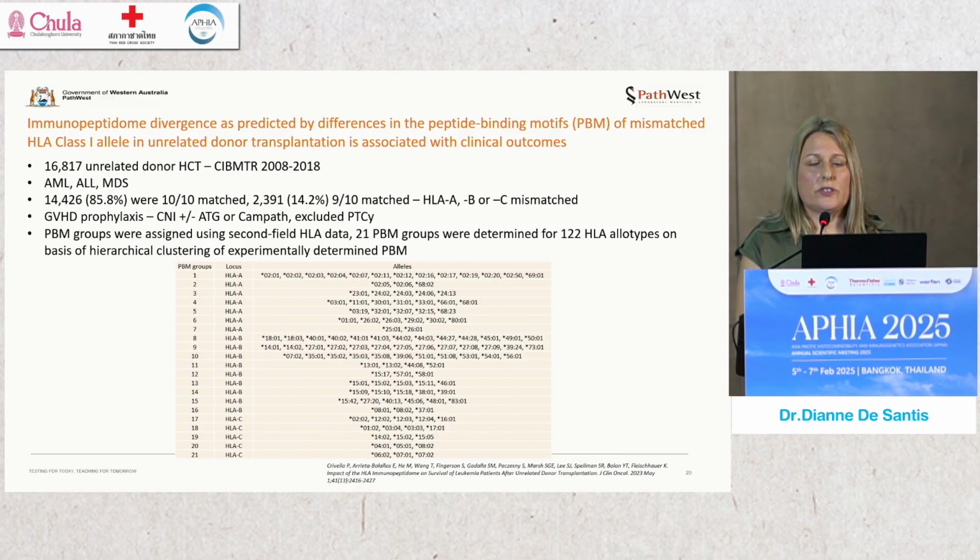Approximately 14% were 9 out of 10 matched with either an HLA-A, B or C mismatch. PBM groups were assigned using second field HLA data. 21 PBM groups were determined for the 122 allotypes on the basis of hierarchical clustering of experimentally determined peptide binding motifs, and the 21 groups are shown there in the table.